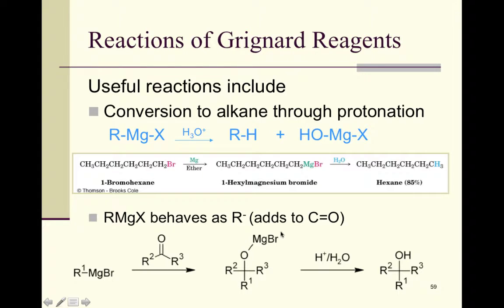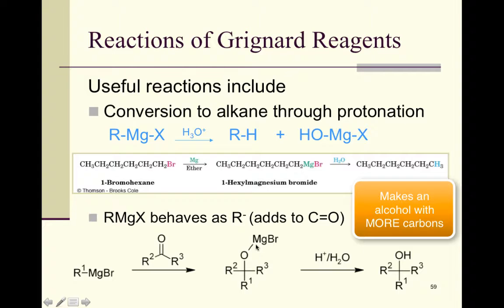Well, what can happen is we can get rid of this magnesium and bromide by bringing in acid and water, and the MgBr goes away and it makes an alcohol.